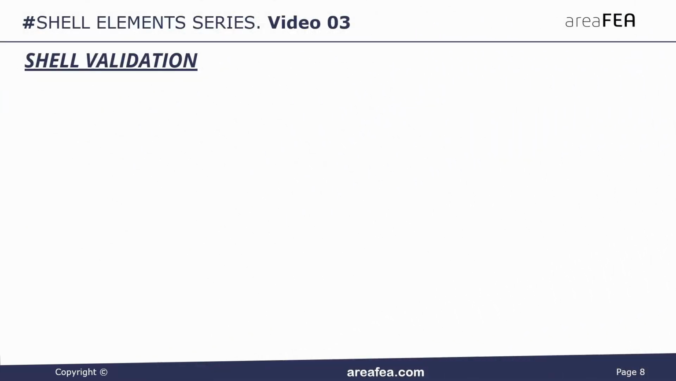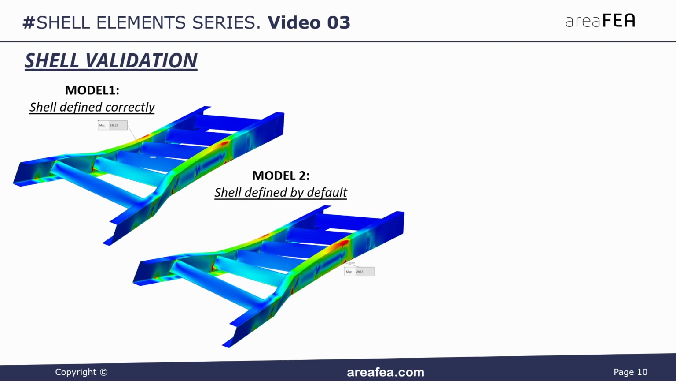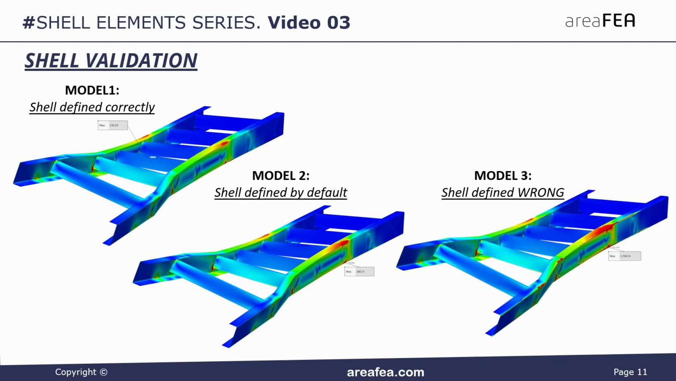Okay, before we move to the simulation, let's make a quick summary of what we saw previously. Basically, we ran 3 simulations of this truck chassis using shell elements. All of them had exactly the same definition, the same loads, the same materials, the same mesh. Only one thing was different, and the results that we obtained were completely wrong. That little difference between them was the shell definition.